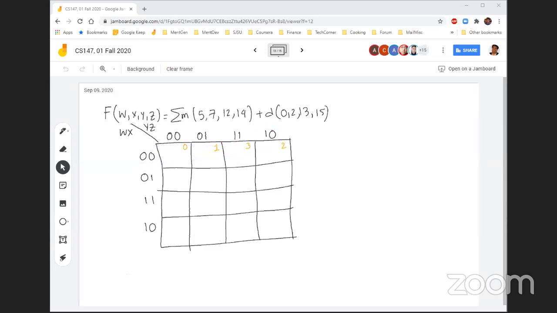Similarly, we combine 0 1, 0 0, which is 4. Then it is 5. This is 7. This is 6. Then this is 8, 9, 10, 11, 12, 13, 14, 15. So we basically put the index number onto each cell in this table. Okay, so that's how we construct this 4-variable K-map table. Any questions so far?